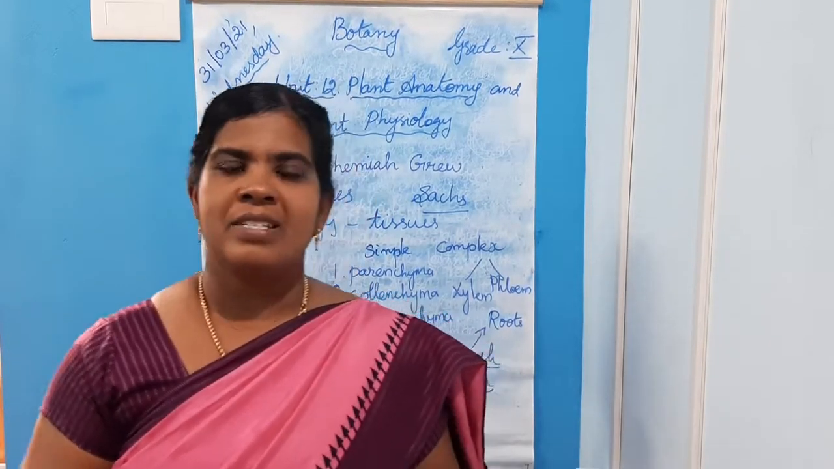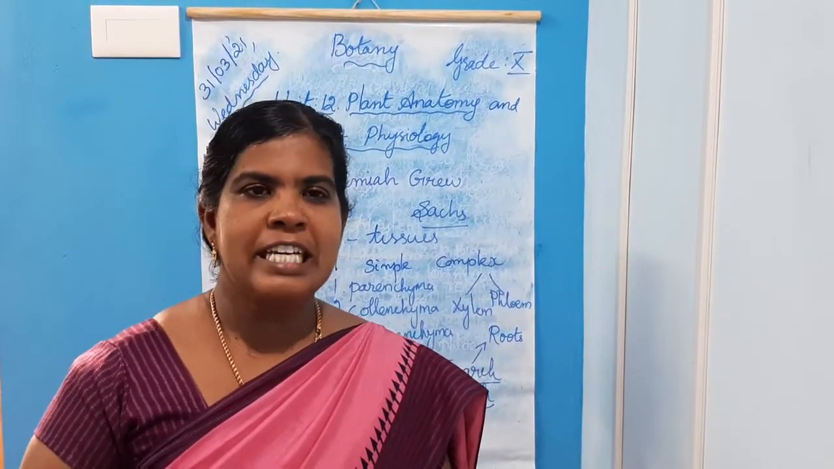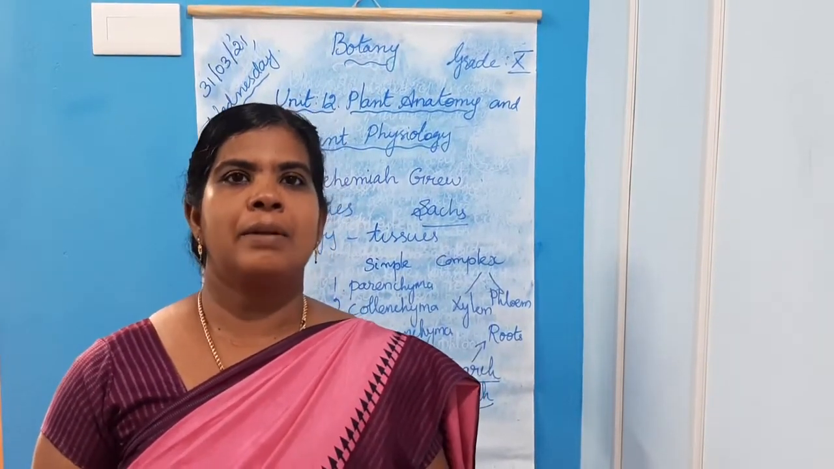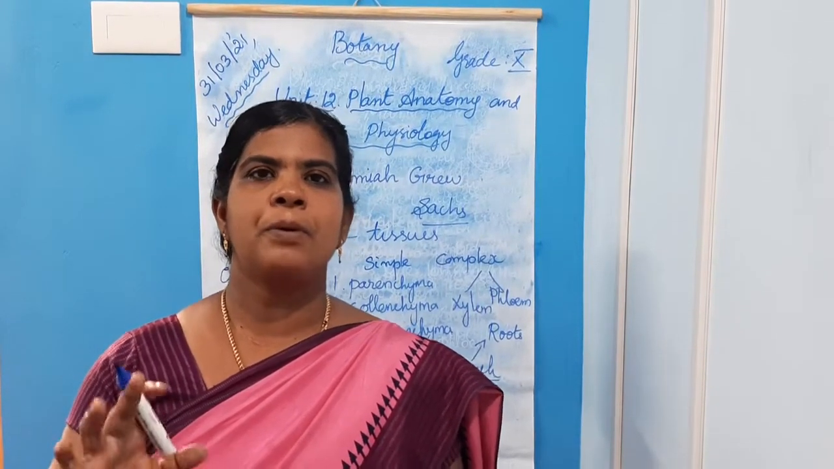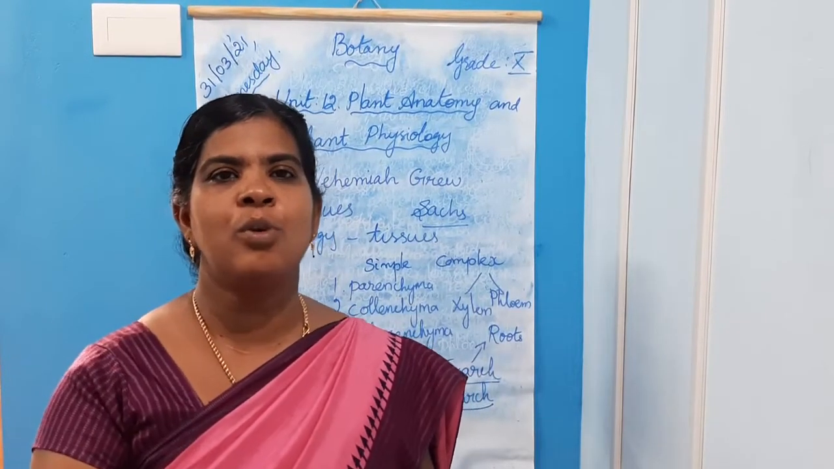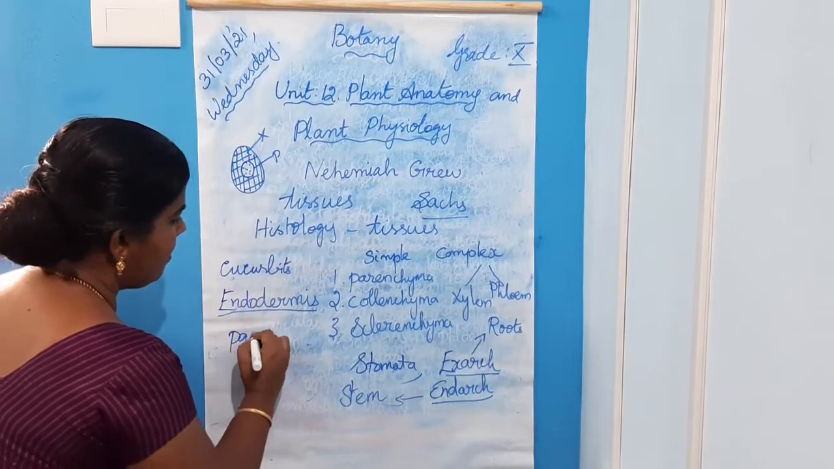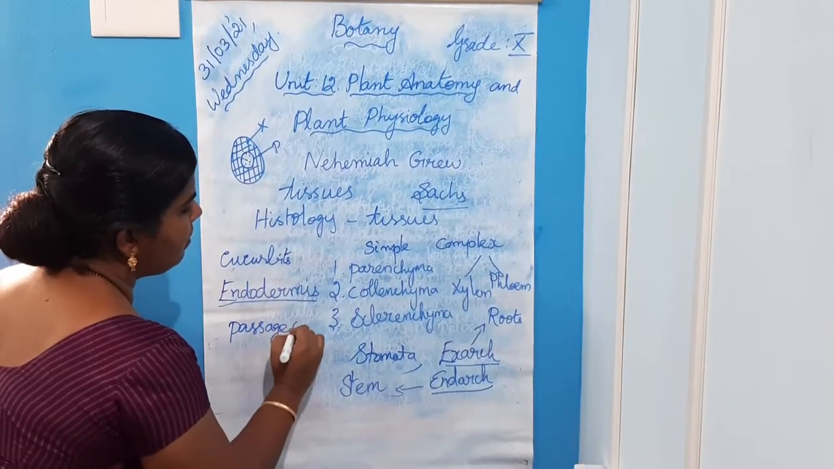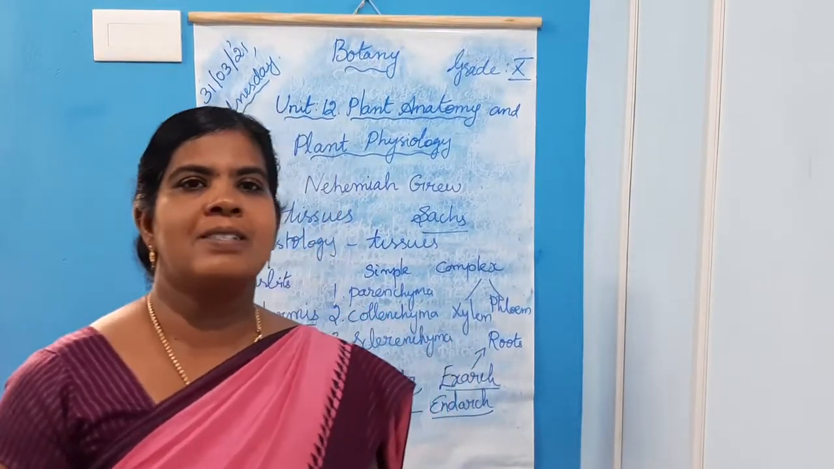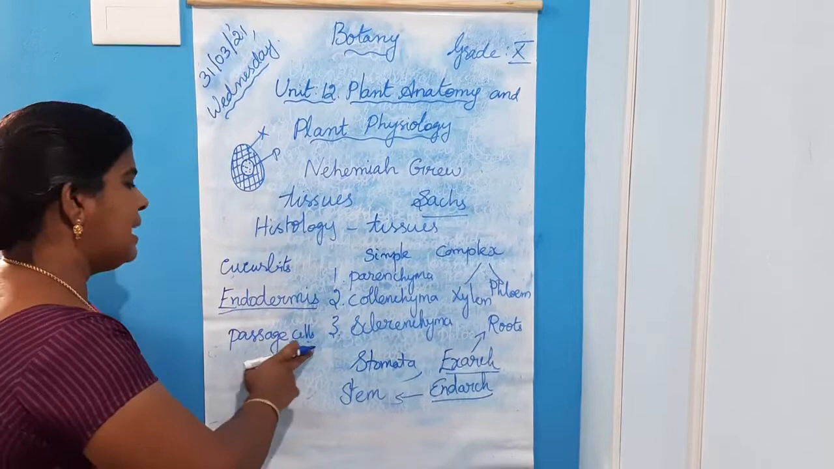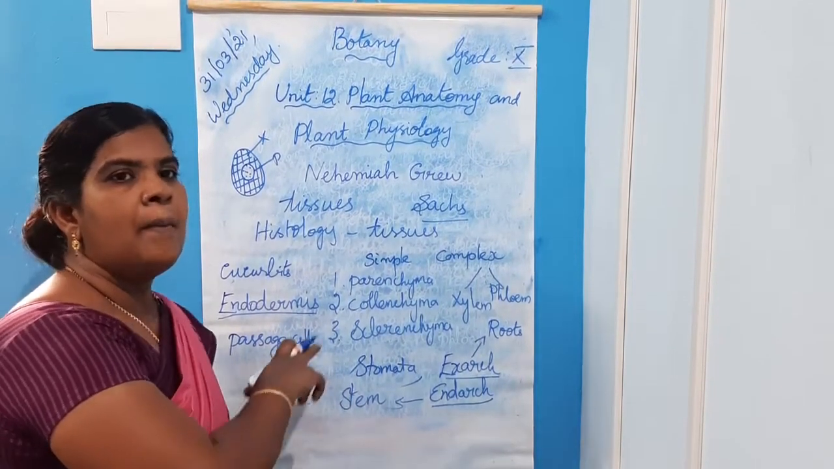Endodermis. Which is the outermost layer of the root? Epiblema. The innermost layer of the cortex is endodermis. Some of the endodermal cells just opposite to the protoxylem points are thin-walled. Those cells are called passage cells.